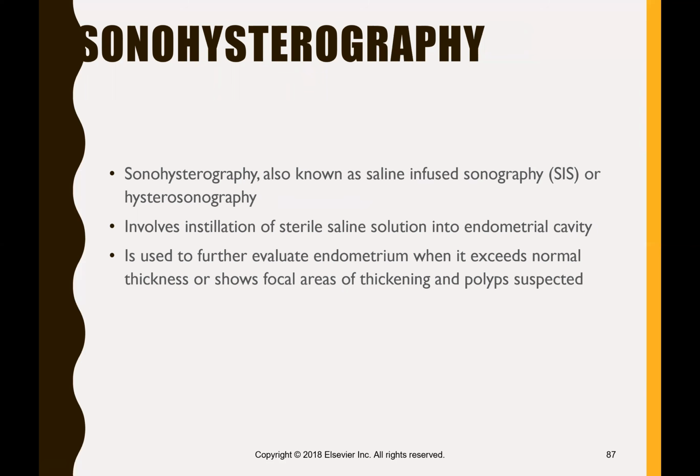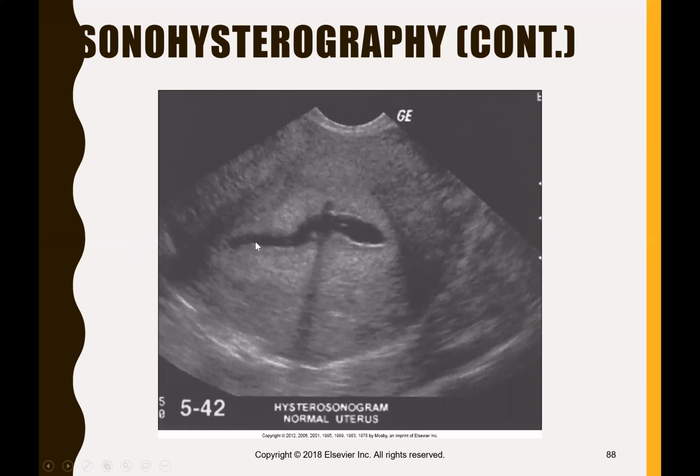Sometimes we have to do, for polyps of the endometrium, which we'll talk about a little bit more, sonohysterography, and your chapter covers this just a little bit. I wouldn't worry about it too much. We'll talk about it later on. But what they do is they put sterile saline solution in the endometrial cavity, and it makes there be fluid in the endometrium, so it's easy to evaluate if there is a polyp or some crazy area of thickening. And this is what it looks like. Fluid within the endometrial canal.